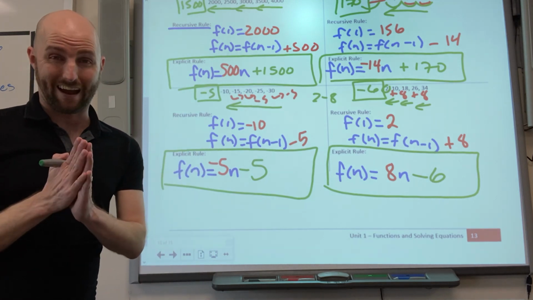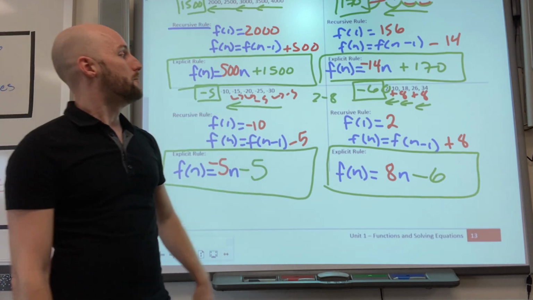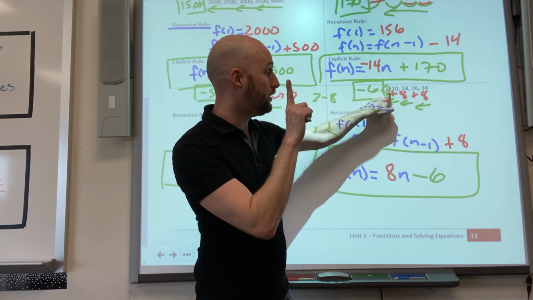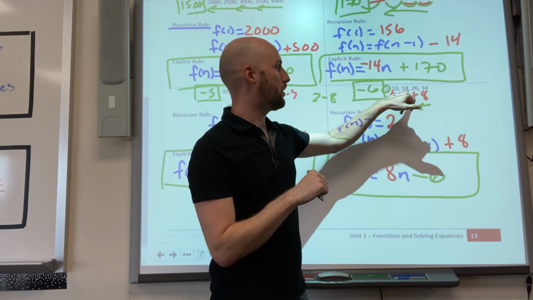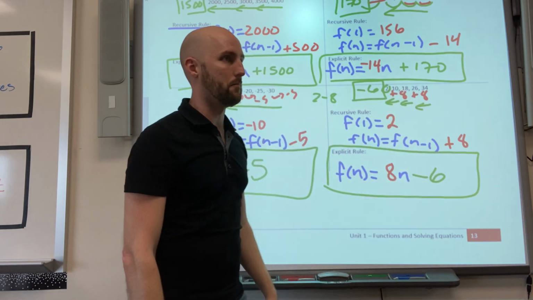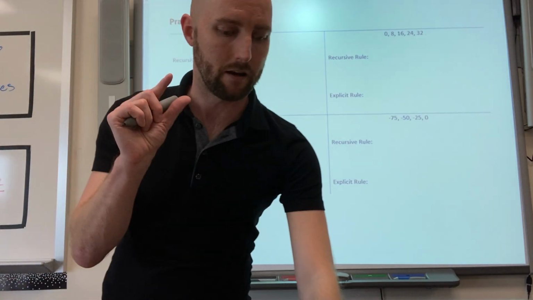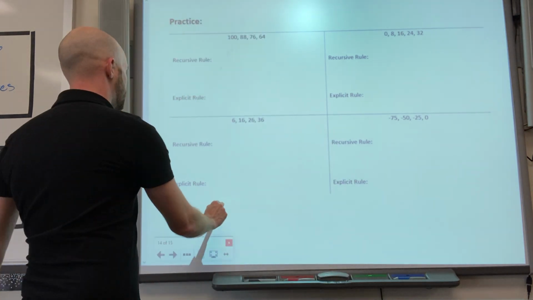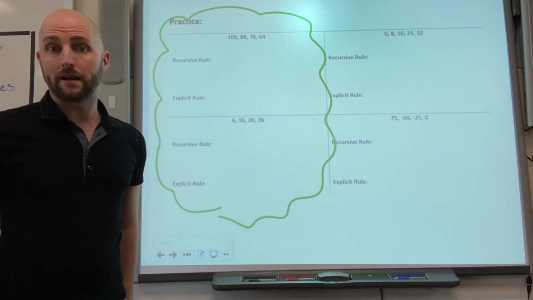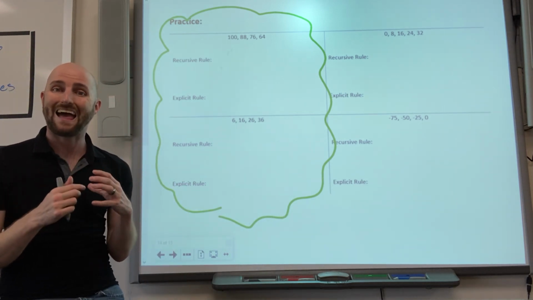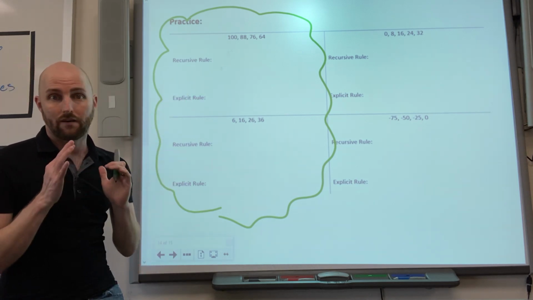Okay, let's practice, okay? There's a lot to understand. We want to practice. But remember, recursive is the first number and the pattern. Explicit is going to be the pattern and then the zero number. If I want to practice just a little bit, I want you to practice these two. I want you to write the crazy way and the formula way, recursive and also explicit.